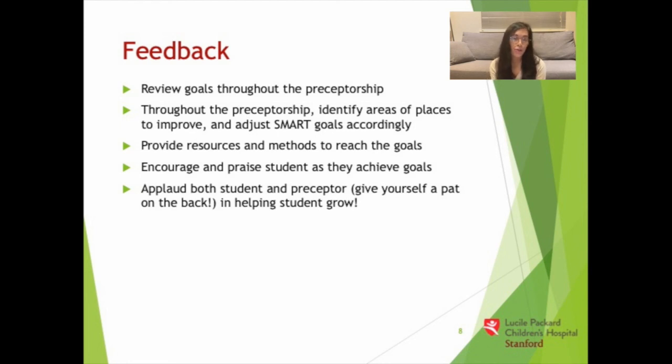And because you're creating these goals with your students, you can give them resources and materials to achieve these goals. And that's part of the SMART goal component, that you're not just letting the student figure this out on their own. You're there the whole way, giving them resources and encouragement. They need the encouragement to feel like they're doing something right. And this will help them because at the end of the preceptorship, they can go back and say, look at all the goals that I've achieved over 2 months or 1 week.